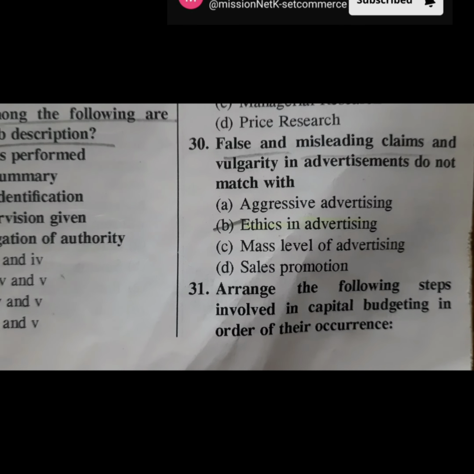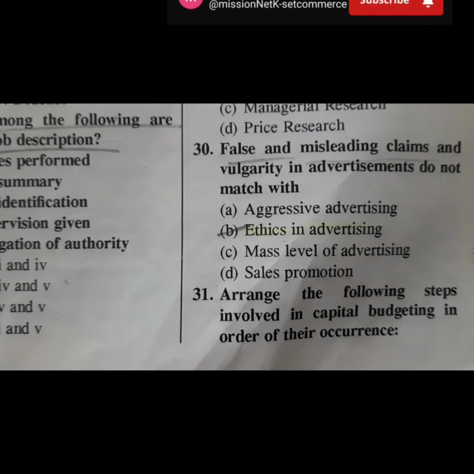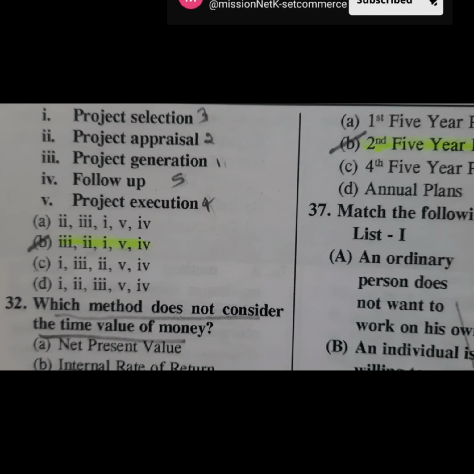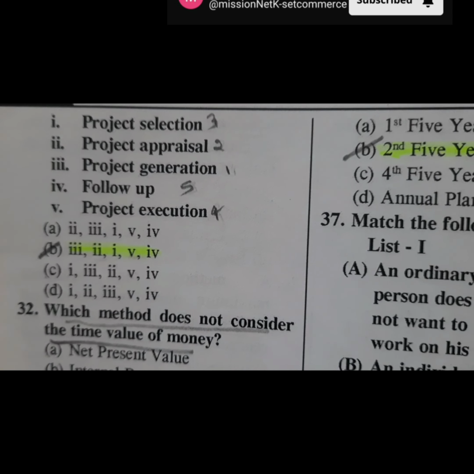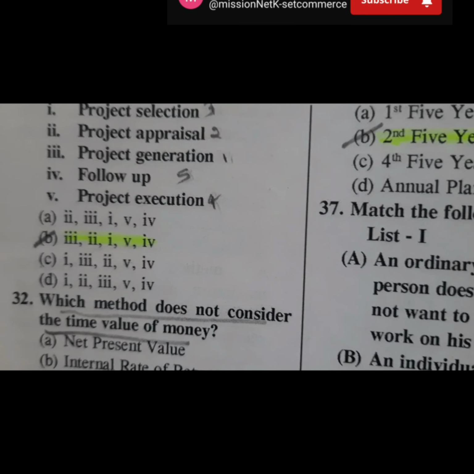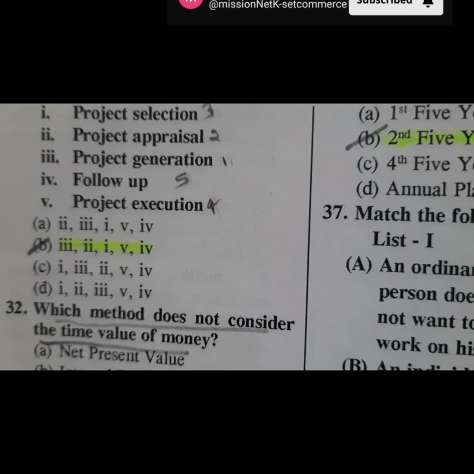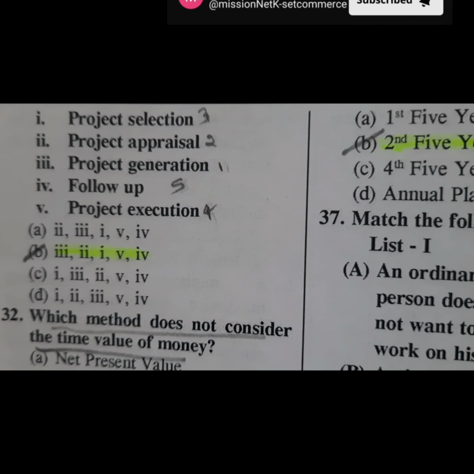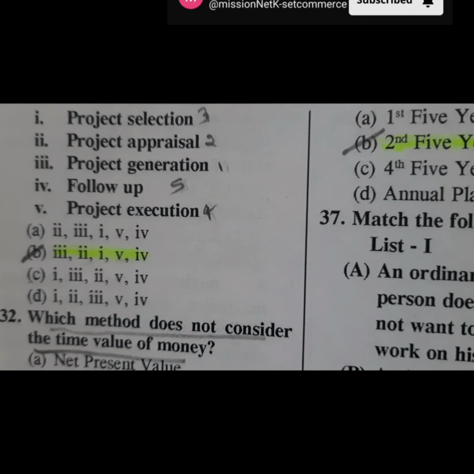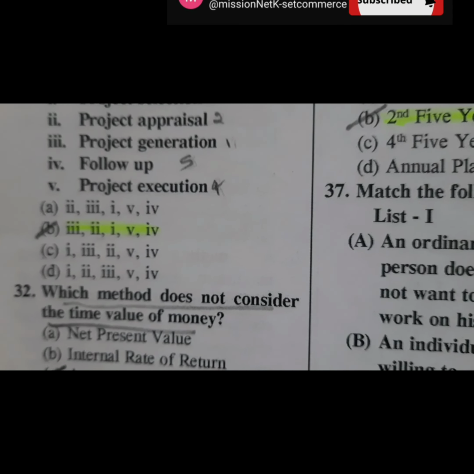The next question is, arrange the following steps involved in capital budgeting in order of their occurrence. Here various options are given. The first step involved in capital budgeting is project generation. Then the second step is project appraisal. Then the third step is project selection. Fourth step is project execution. Then the fifth step is follow-up. So the right answer is option B.